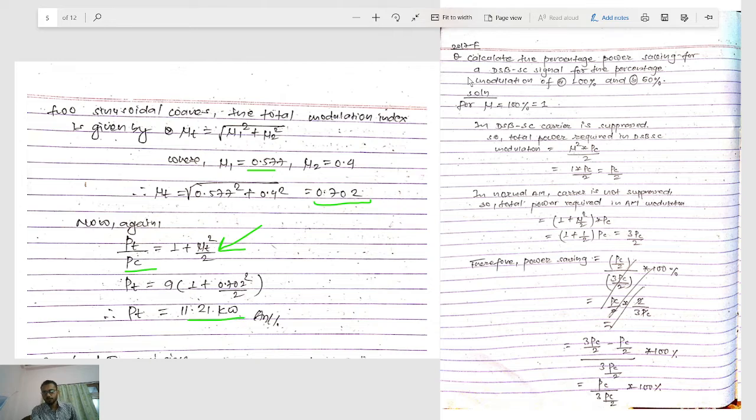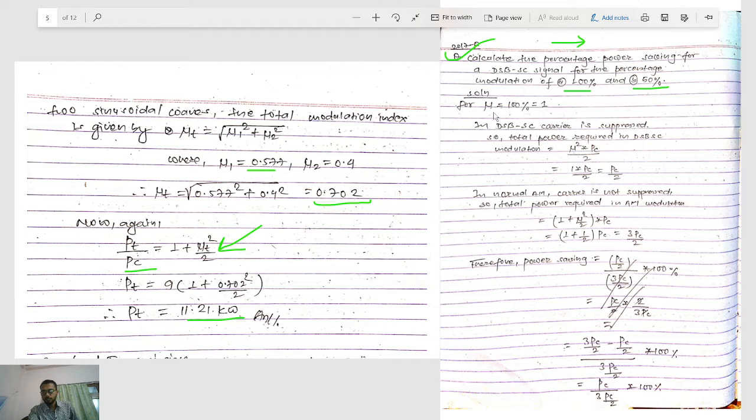And here we have the next one. This question was once asked in 2007 fall of Pokhara University, and this is one of the most important questions. So in this question we have to calculate the percentage power saving for a DSB-SC signal for percentage modulation, once for 100% and second time for 50% modulation index.